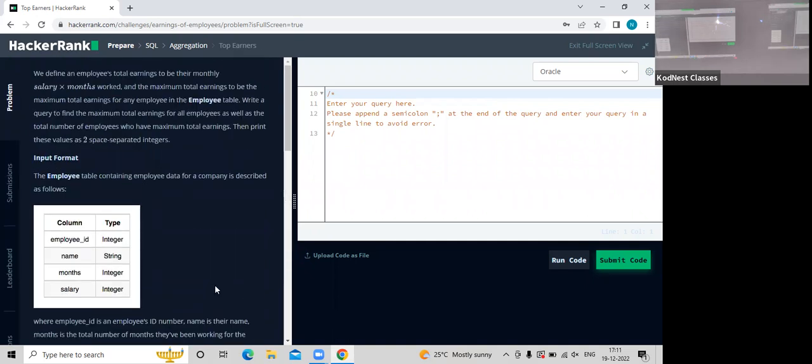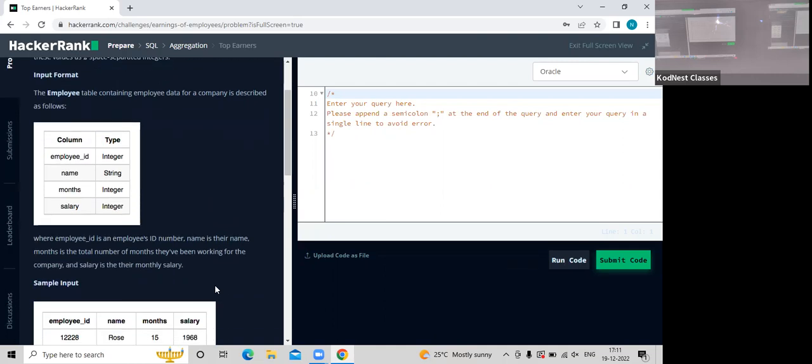Okay, let me just read the question and check whether it is something which we have discussed. We define an employee's total earnings to be their monthly salary times months worked, and the maximum total earnings to be the maximum total earnings for any employee in the employee table. Write a query to find the maximum total earnings for all employees as well as the total number of employees who have maximum total earnings. Then print these values as two space separated integers.